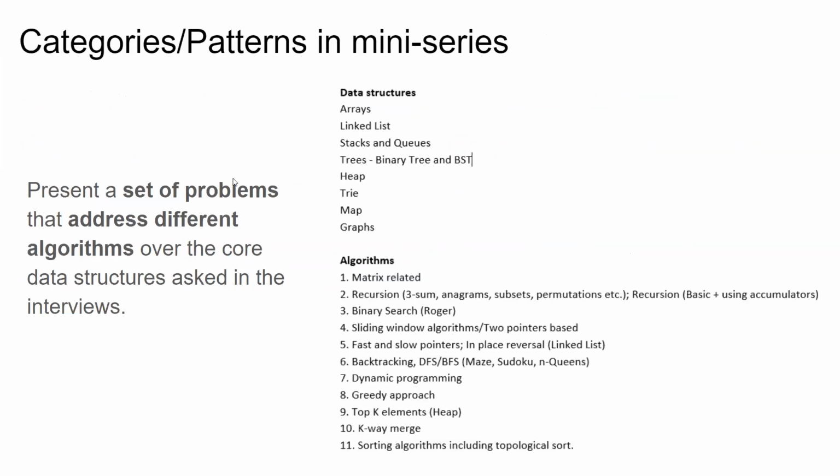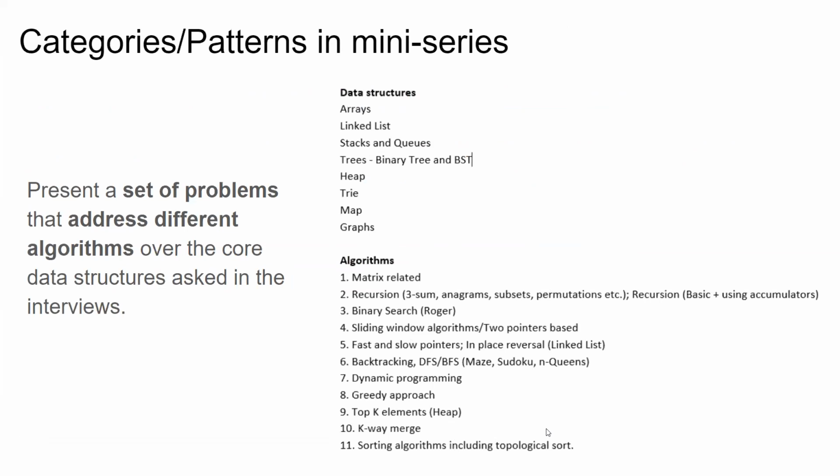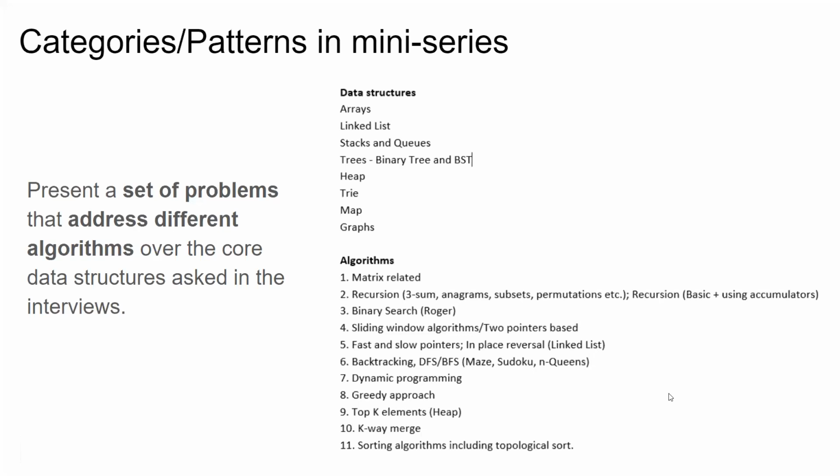And these are the categories and patterns I was talking about. Core data structures that are addressed in interviews, and some categories of algorithms. I think they pretty much cover everything, but maybe if I missed one or two, we can add. This is how I'm thinking of splitting topics, as a continuous playlist sort of, and we should go over some problems in each category.